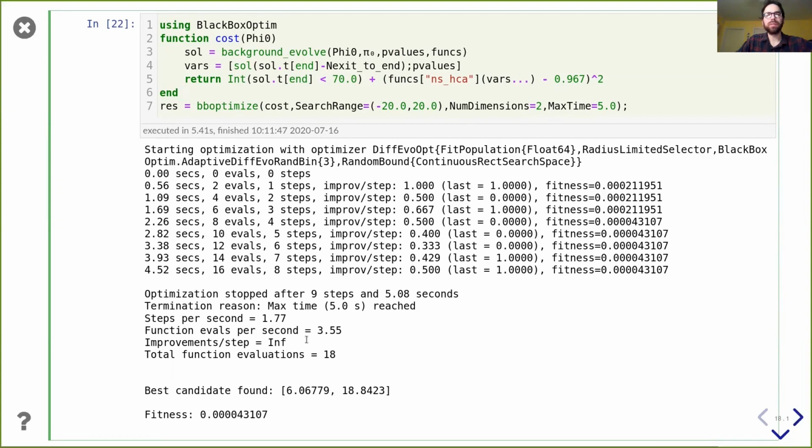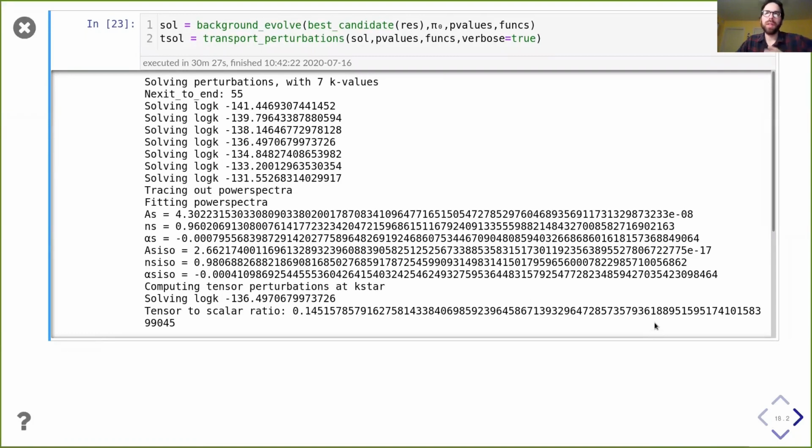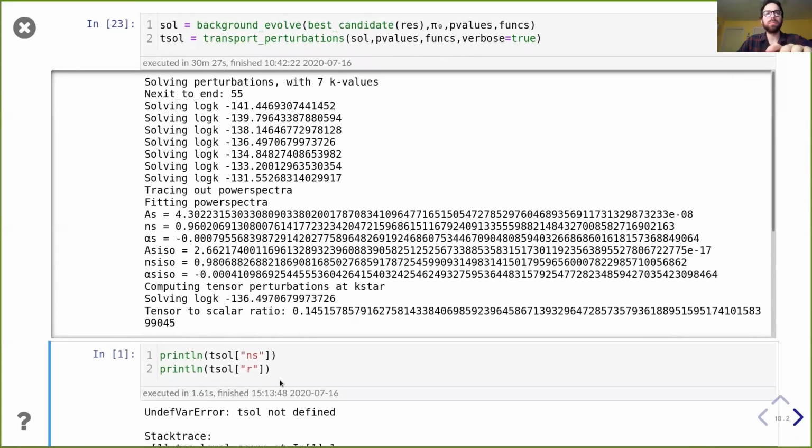Even 5 seconds is enough to find some initial conditions that give us an NS that's much closer. Okay, so we can try evolving that solution, and we get something much, much closer. Not quite exactly on the approximate results, but not bad either. Yeah, we get an NS of about 0.960, but our R is still 14% or so. So this model is still excluded observationally. And through another argument, you can actually show that this model will always produce too many gravitational waves. So they'll produce too much power there. So it's excludable entirely.